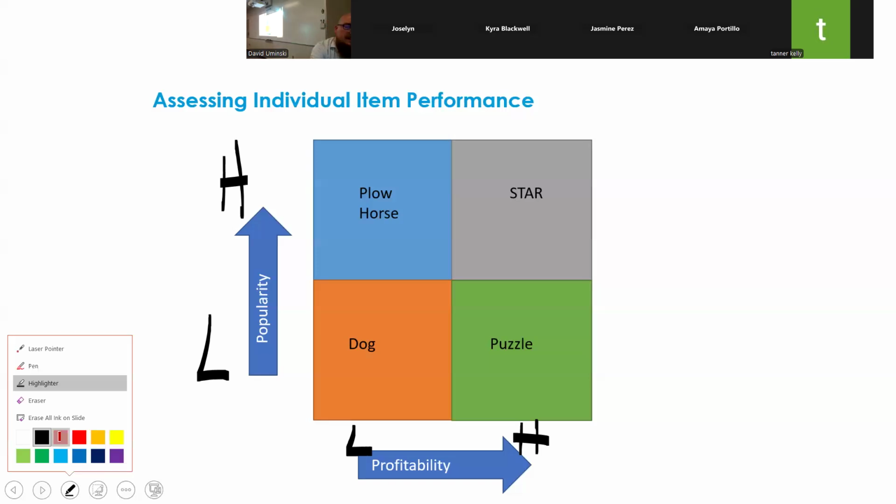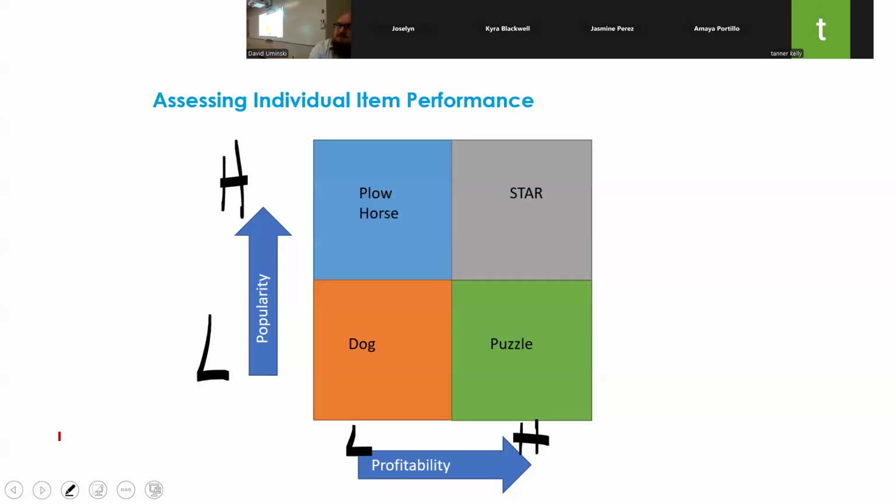And profitability refers to what? Contribution. Talked about it just like 5 seconds ago. Contribution margin, right? That contribution margin is what tells us our profitability. Okay.